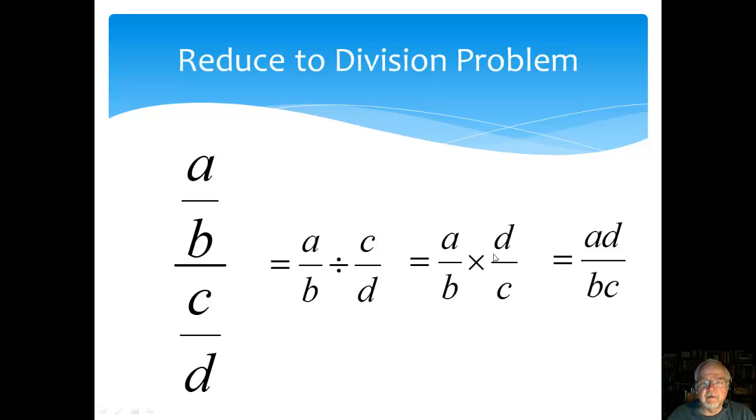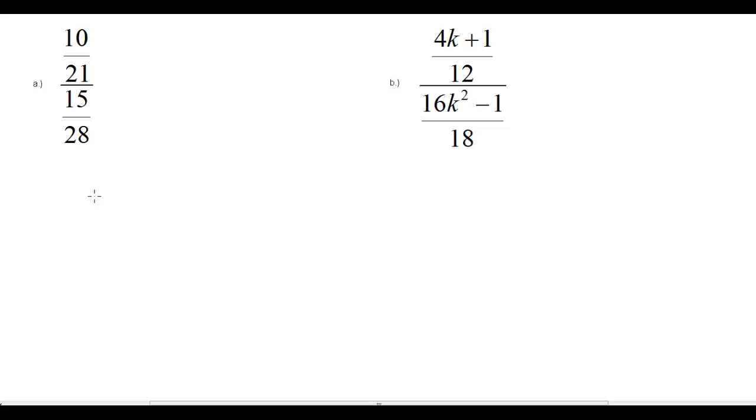Then once we do that, multiplication's a breeze. We multiply numerators times numerators, a times d to get ad, and b times c to get bc. Okay, let's try a couple of problems. Here we have two complex fractions. The first complex fraction is right out of an elementary school textbook, or it could be. Basically, it's a fraction divided by a fraction. And the second one, labeled b here, is a rational expression divided by a rational expression.